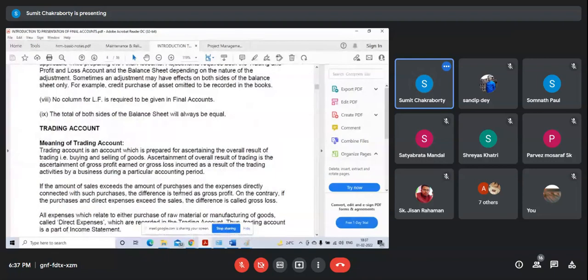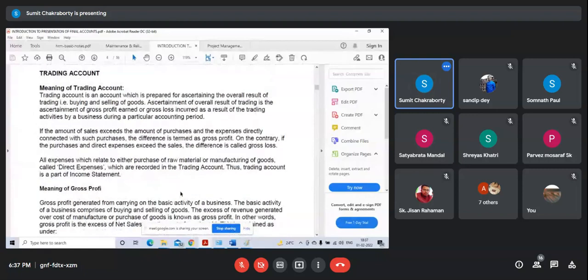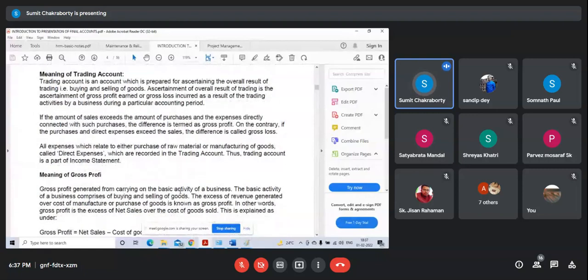Trading account. Trading account is an account which is prepared for ascertaining overall result of the trading, that is buying and selling of goods. In those days there were small manufacturing units, and the traders used to collect and sell in a huge way. But nowadays the types of business have changed. Now we have huge manufacturing units.